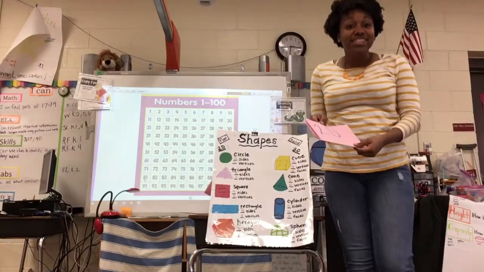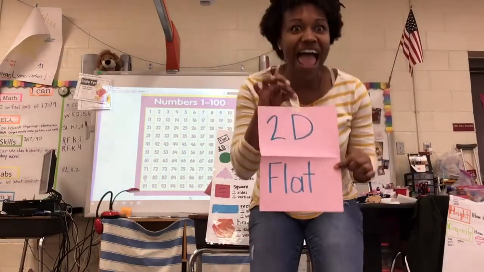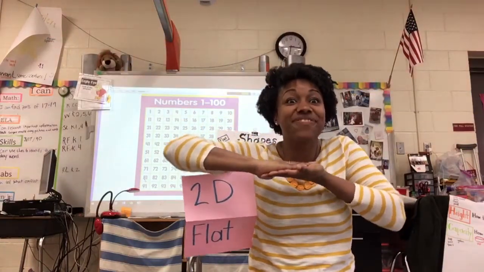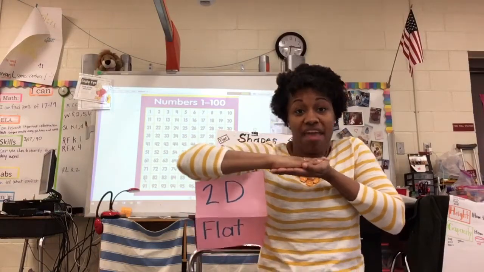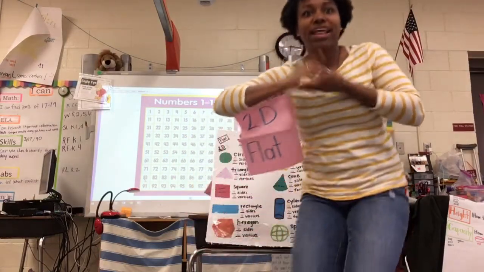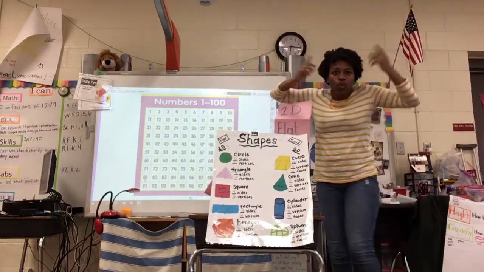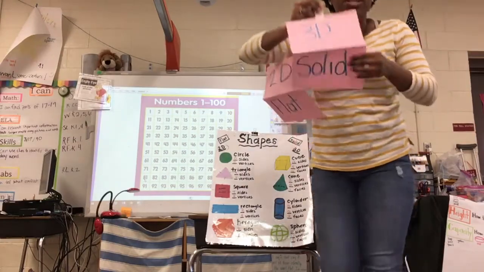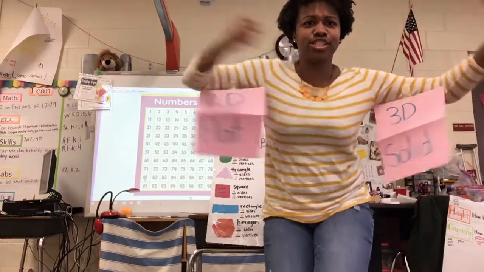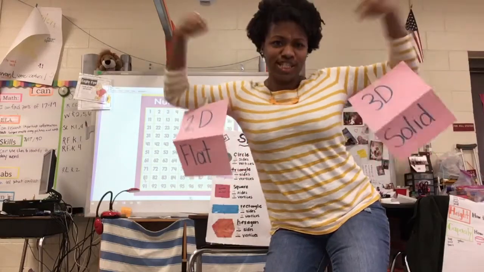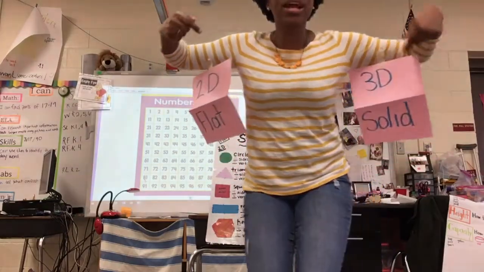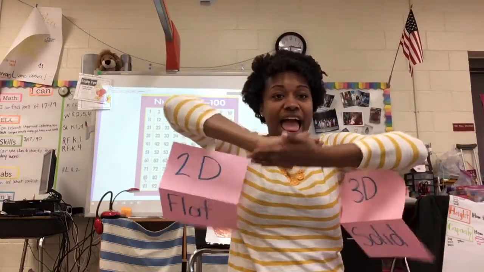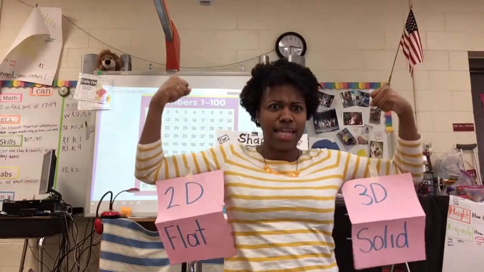A 2D shape is flat. A 2D shape is flat. 2D shapes are flat, and they can't stand by themselves. Okay, let's keep that in there. All right, well, what's a 3D shape, Miss Moore? A 3D shape is solid. Can you say solid? Let me see those muscles. Solid. Good job. A 3D shape is solid. So we need to remember 2D shapes are flat and 3D shapes are solid, right?